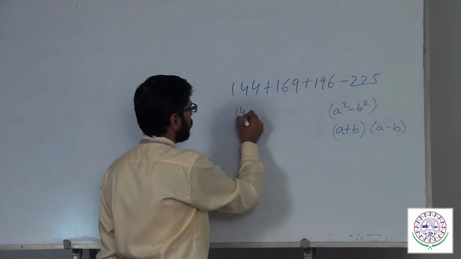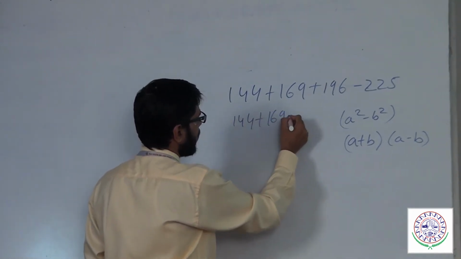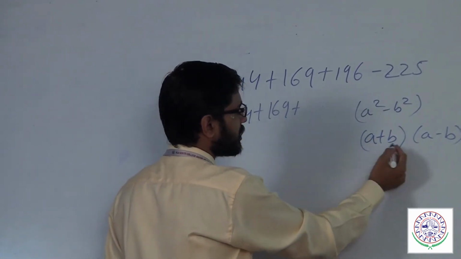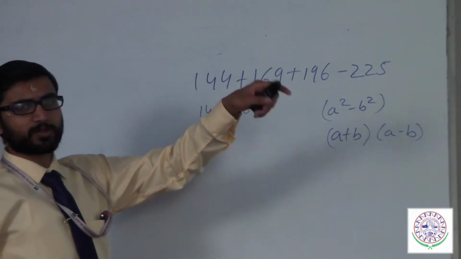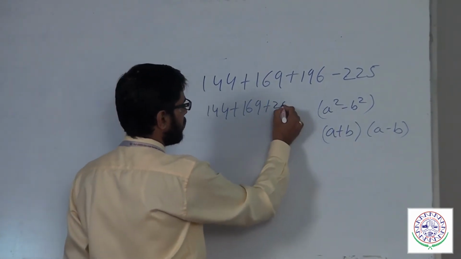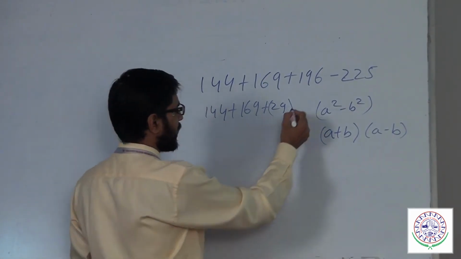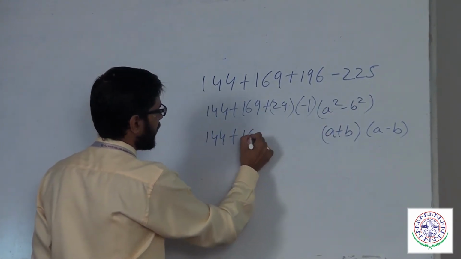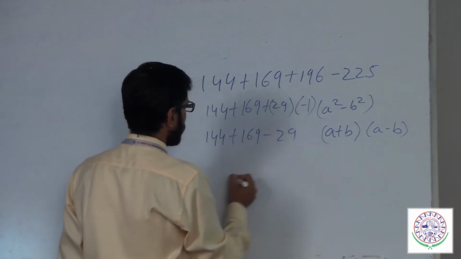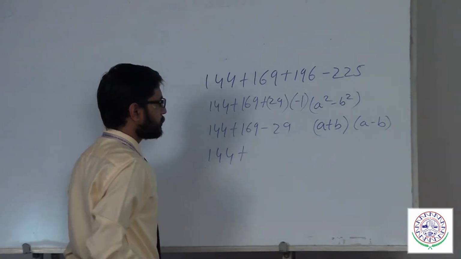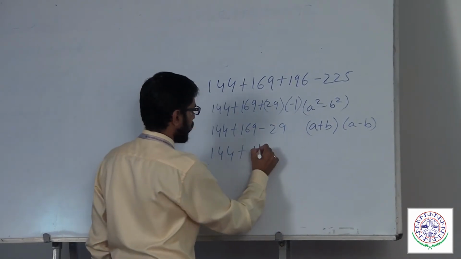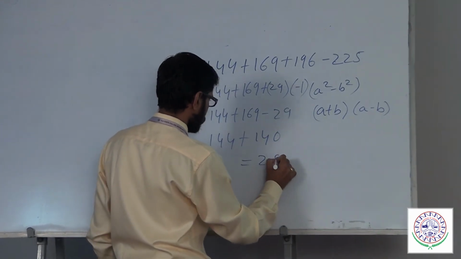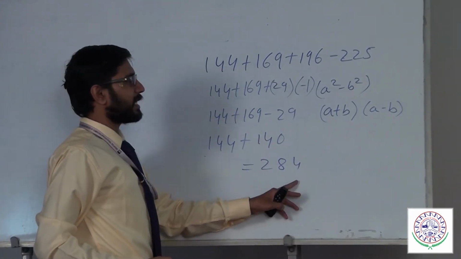So I will keep 144 plus 169 as it is, plus 196 minus 225. Instead, if I take a plus b and a minus b, 14 plus 15 is 29, and 14 minus 15 is minus 1. So this comes out to be 144 plus 169 minus 29, which is 144 plus 140. So the answer is 284, and 284 is the value of x.